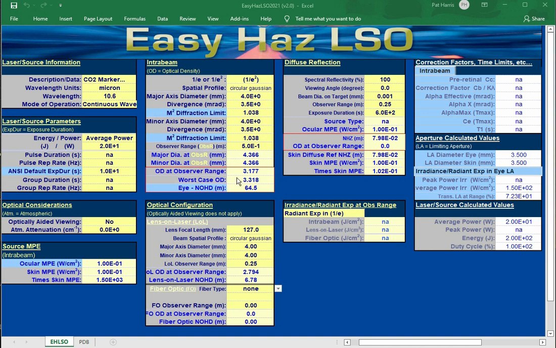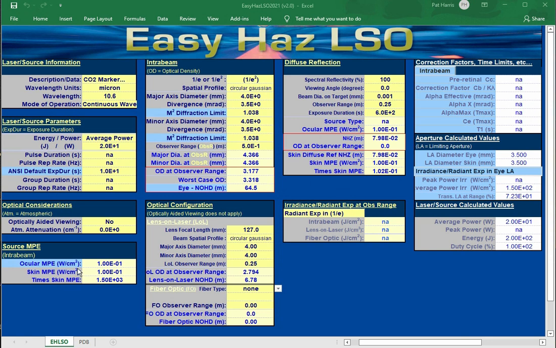That gives us an OD at observer range, where our observer range is a half a meter, of 3.177. Worst case is 3.318. The difference being, we have a 4 millimeter beam diameter trying to go through a 3.5 millimeter limiting aperture, and we can see that we get about 72% of the power through the limiting aperture. So that's the difference we're seeing here between the OD at observer range and the worst case OD.